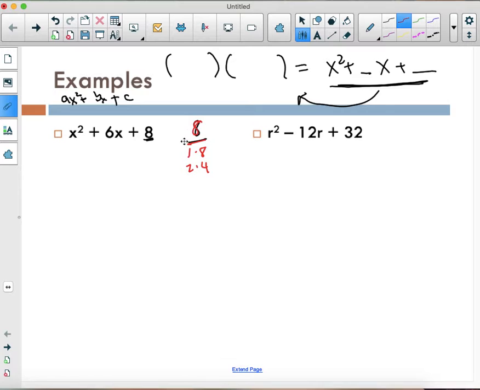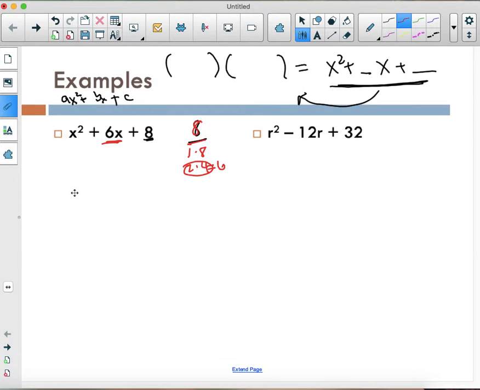The reason why we do this: step 1 is list my factors. Step 2 is to figure out which factors multiply to get me this 8, so we already have that list here, and then figure out which set would add together to get me this positive 6. Looking at 1 and 8, if I add those together, it gets me 9. 2 and 4, if I add together, does equal 6. So this is the pair that I want to use. First step, list our factors. Second step, pick out our pair that actually adds to get my middle term.